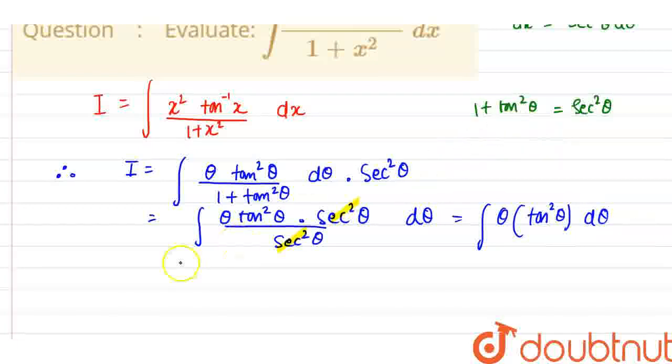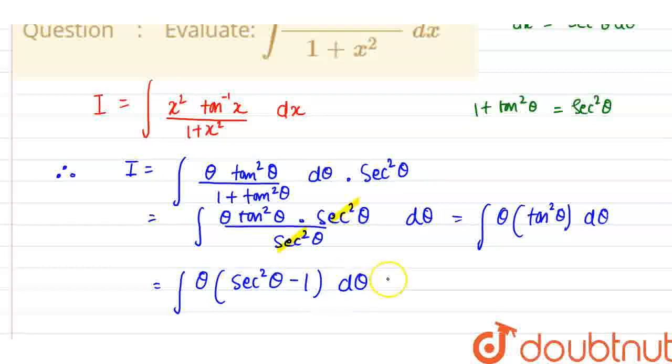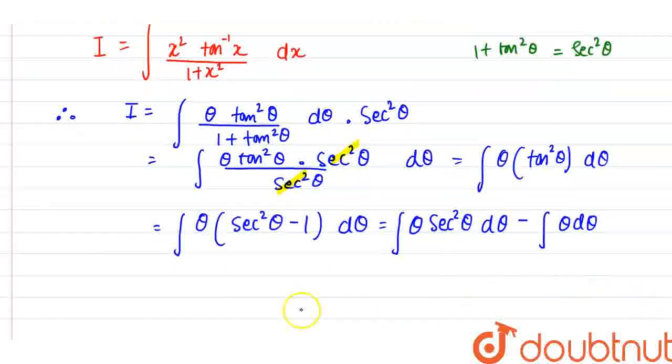And we know that with this formula we can write tan square in the form of secant, which is secant square theta minus 1, d theta, right student? So now we separate it into two terms: the integration of theta secant square theta d theta minus the integration of theta d theta. Now we know that for the integration of theta secant square theta, we have to use integration by parts.